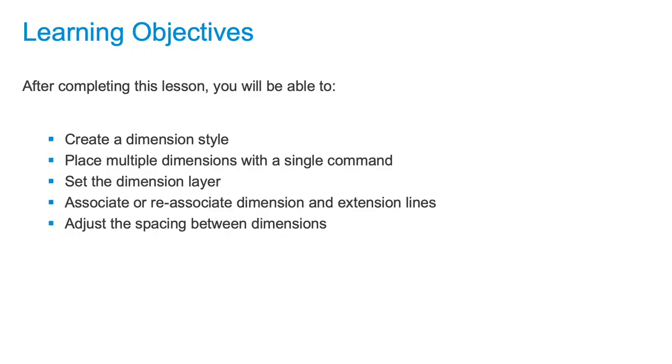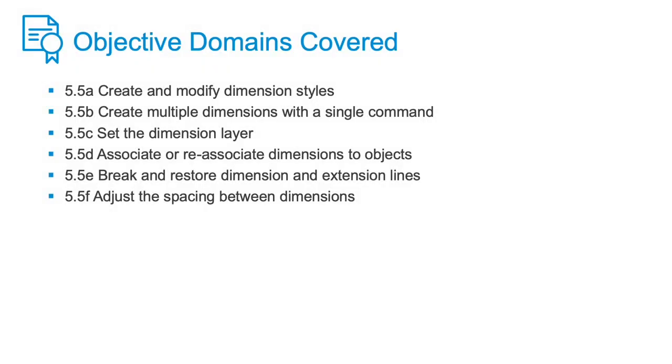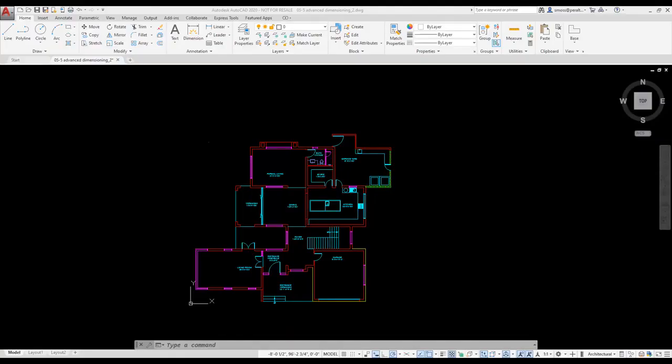We can add dimension breaks to make it easier to discern which dimensions apply to what objects, and control dimension spacing so that dimensions aren't too close together, to make them easier to read. We're going to start by creating a dimension style.